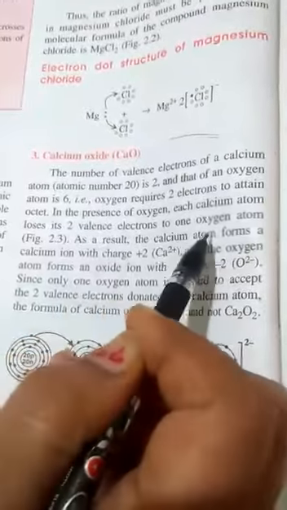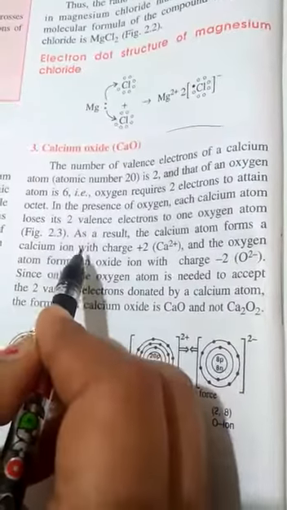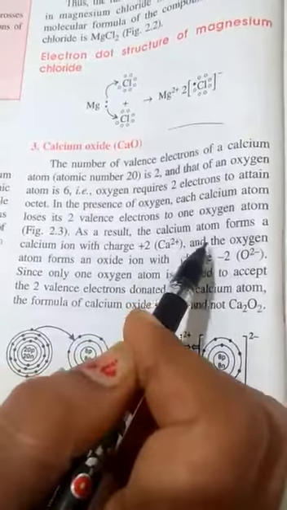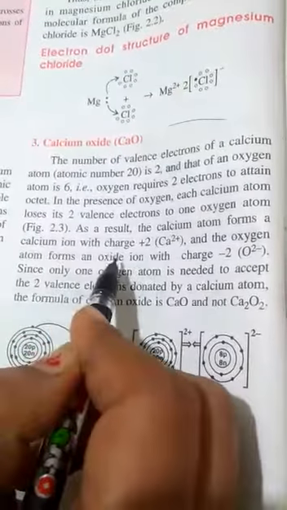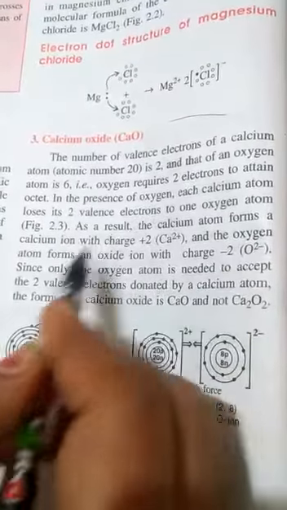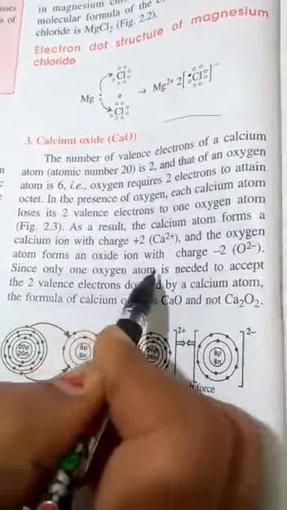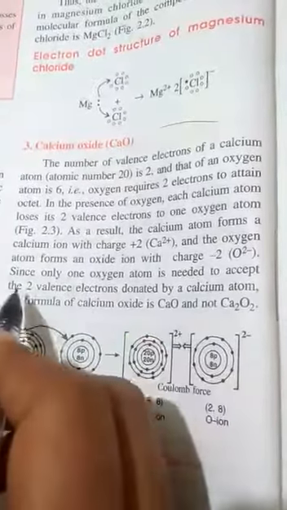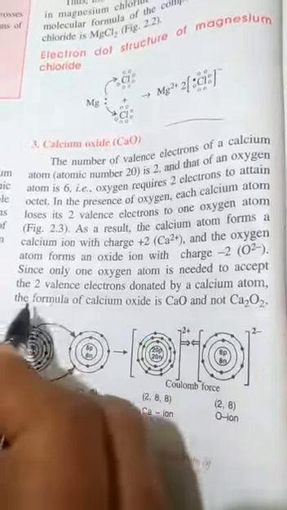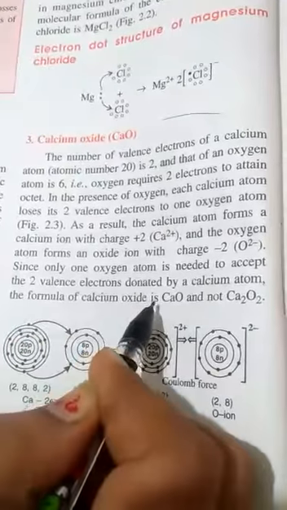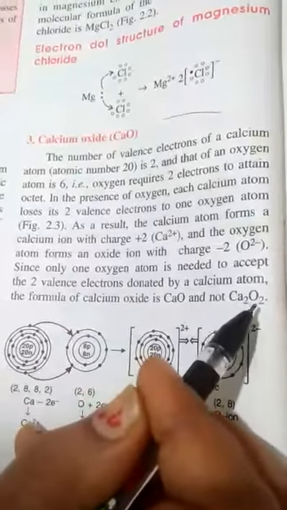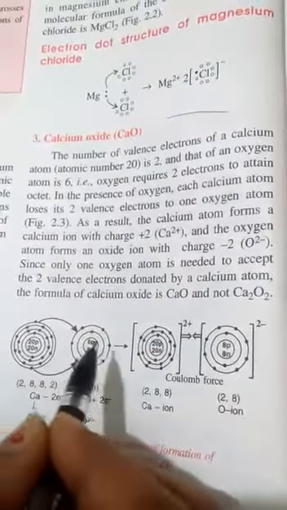As a result, the calcium atom forms a calcium ion with charge +2, and the oxygen atom forms an oxide ion with charge -2, that is oxygen -2 charge. Since only one oxygen atom is needed to accept the 2 valence electrons donated by a calcium atom, the formula of calcium oxide is CaO and not Ca2O2. Here there is a formation of calcium oxide.